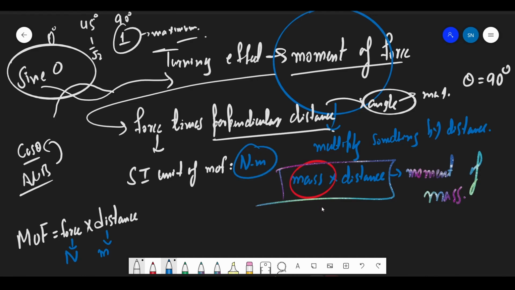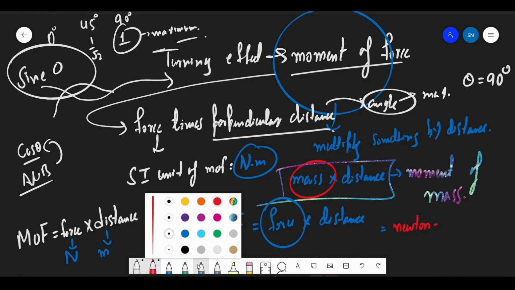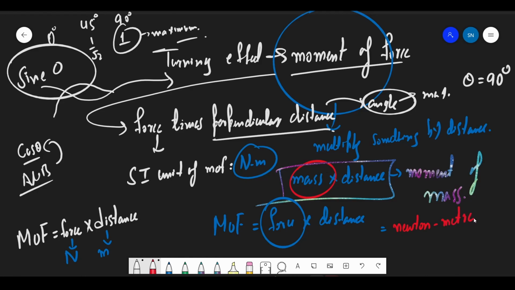Didn't I tell you that if you want to understand the unit of any physical quantity, just see in which equation the physical quantity lies, or what is the relationship between various physical quantities and the quantity we are talking about. Right now we are talking about the moment of force, which is force multiplied by the perpendicular distance. What is the SI unit of force? Newton. What is the SI unit of distance? Meter. So what would the SI unit of moment of force be? Newton meter, not per meter, because this is a multiplication. If it had been a division, then it would have been Newton per meter. But it's force into distance, so it's Newton meter. Correct?